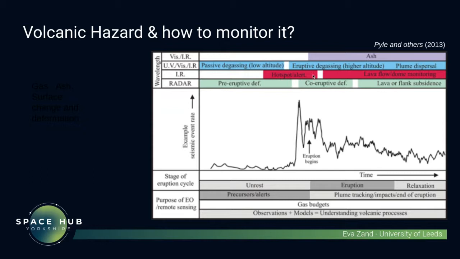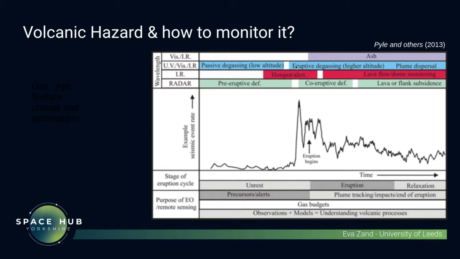When it comes to hotspots, which means any kind of lava flow or dome growing activity, we would use tools which are able to look at infrared wavelength. We expect to see signals shortly prior to the eruption, or generally after the eruption, or obviously also during the eruption.